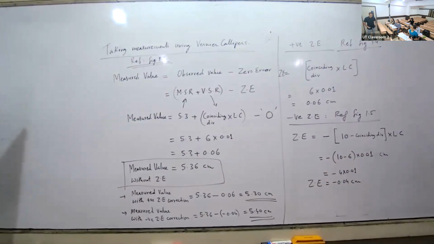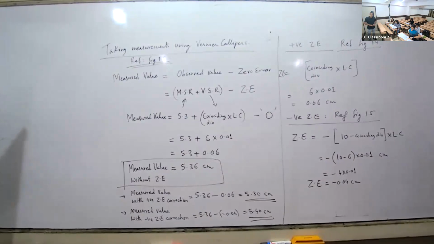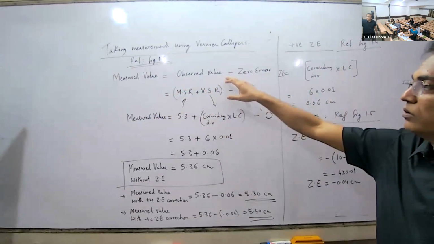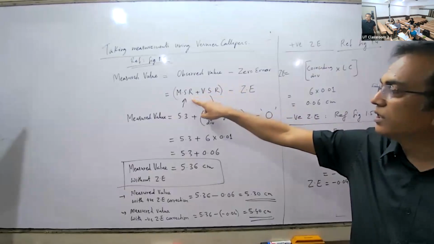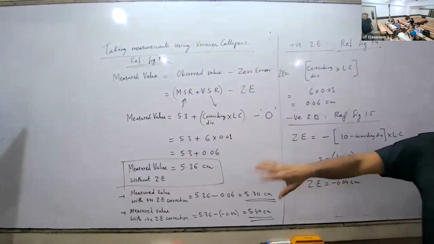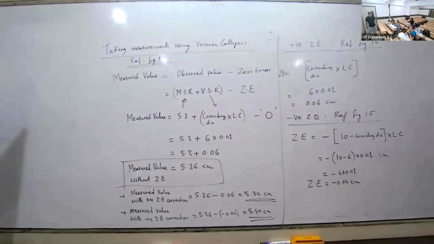So, positive and negative zero error. For screw gauge, measured value will be equal to observed value. So it will be main scale reading, circular scale reading here. First, write down till here. If you have any doubt, ask.